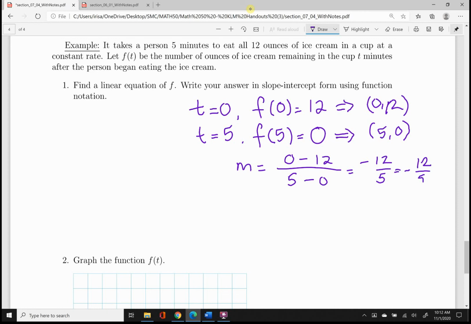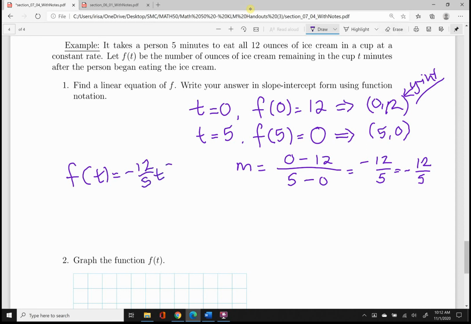We can't simplify it any further. You can call it the mixed number equivalent if you really want to, but like who cares? Just leave it like that. Okay, so here is your slope, and here is your y-intercept. So we can write the linear equation as follows. F of t equals negative 12 fifths t plus 12.